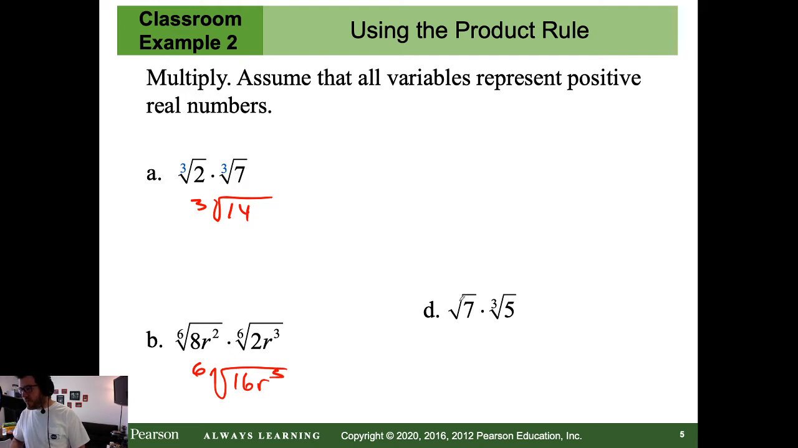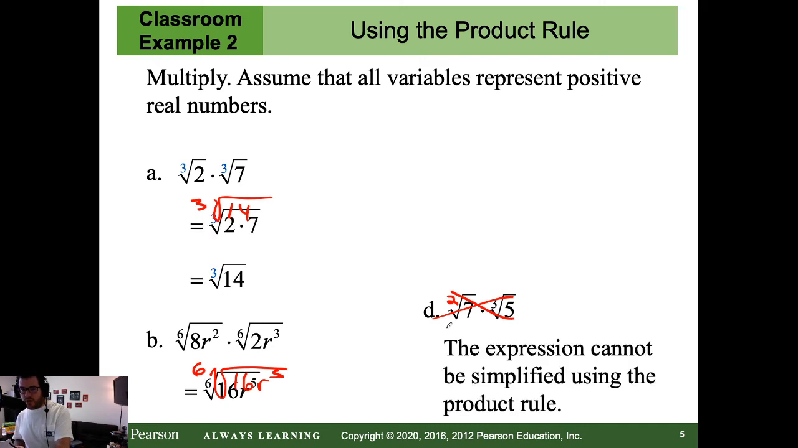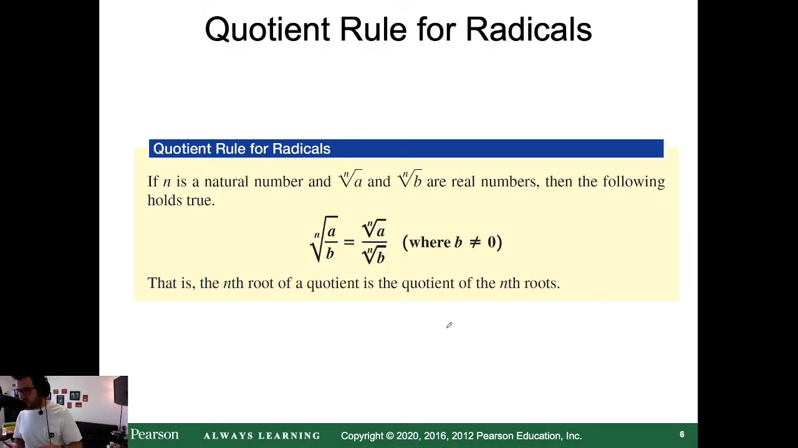Now here, what they wanted to do is show that this has an index of 2, this has an index of 3, so that actually can't simplify at all. You can't combine those with different indexes. Yeah, so that's all that's saying.